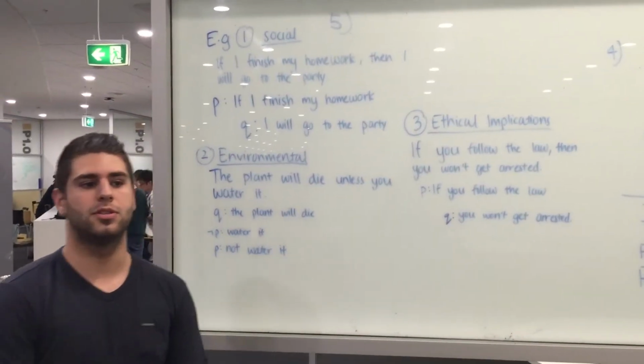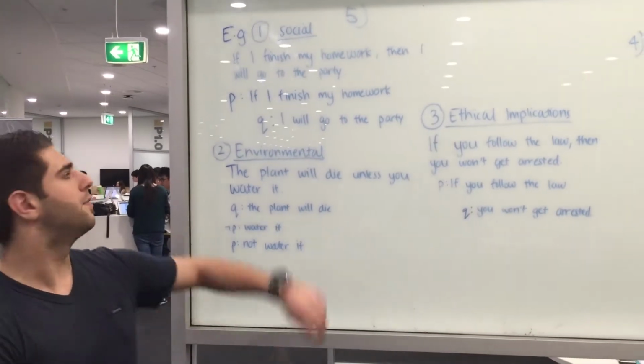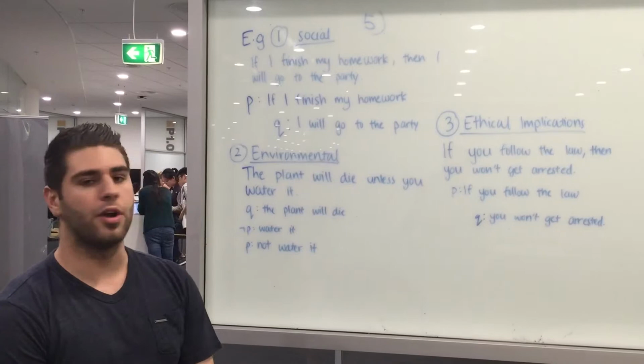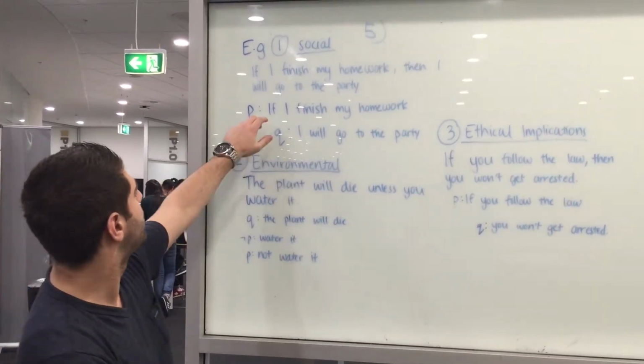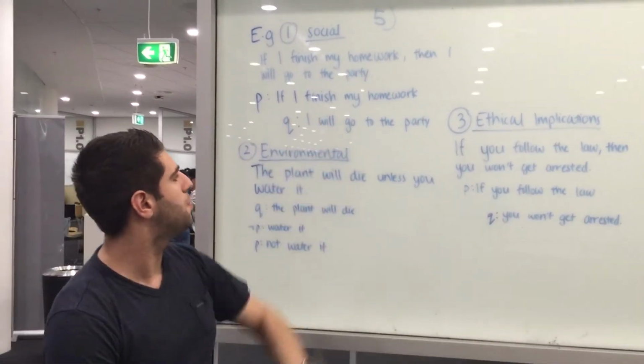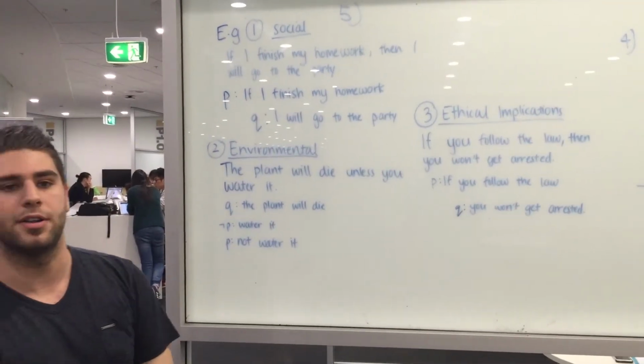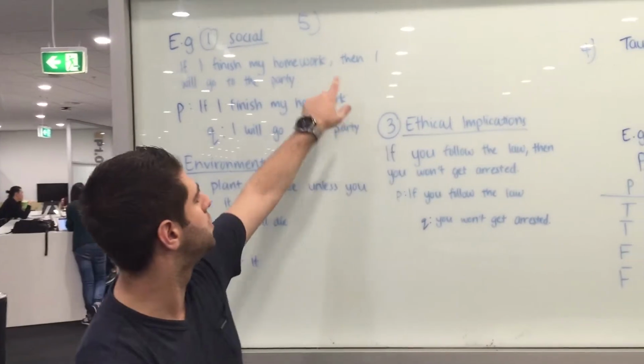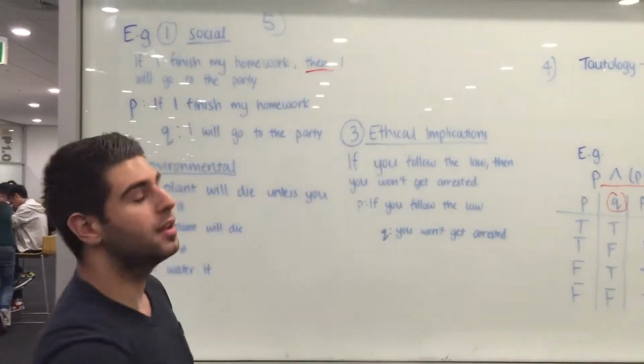I'm going to talk to you about three types of implications. We have the social implication, which is if I finish my homework, then I will go to the party. Through this statement we can see that P is if I finish my homework and Q is I will go to the party. This is obviously a P implies Q statement due to the terminology used with the word then.